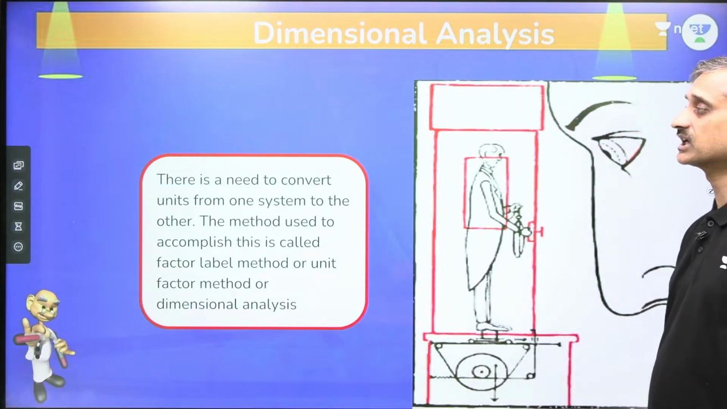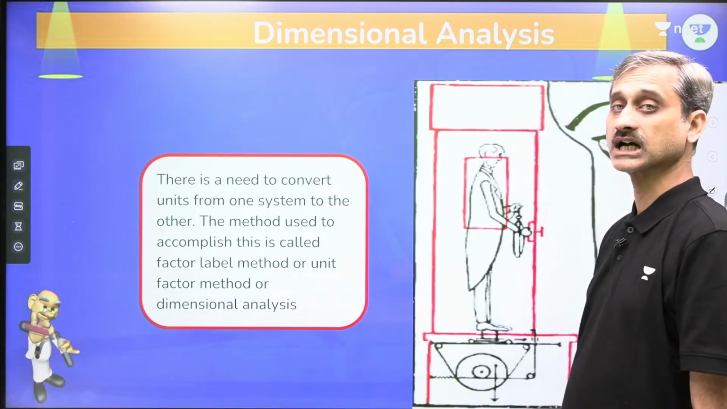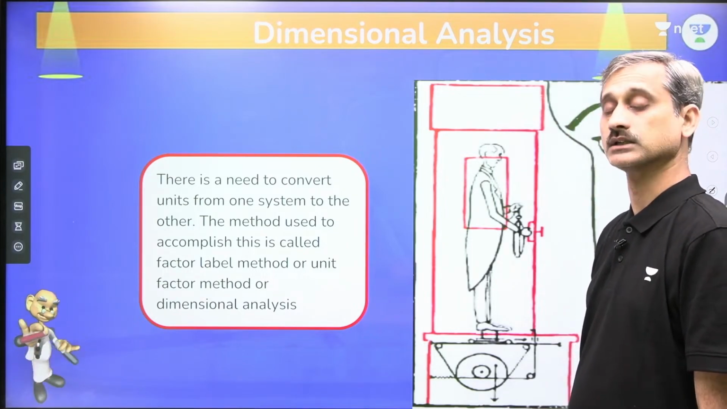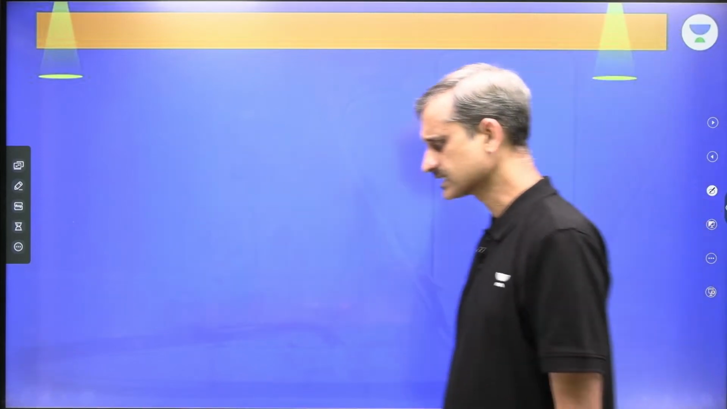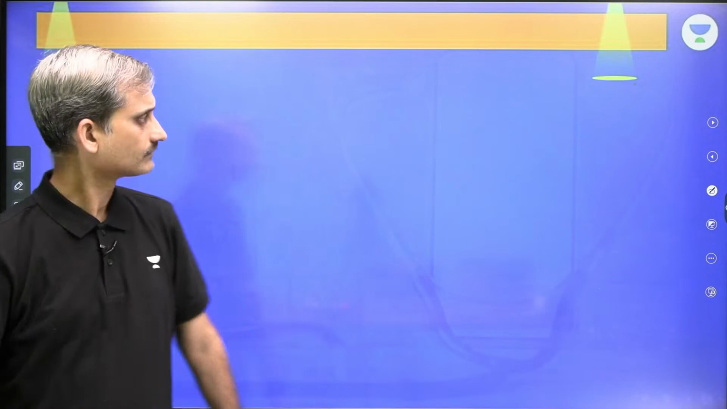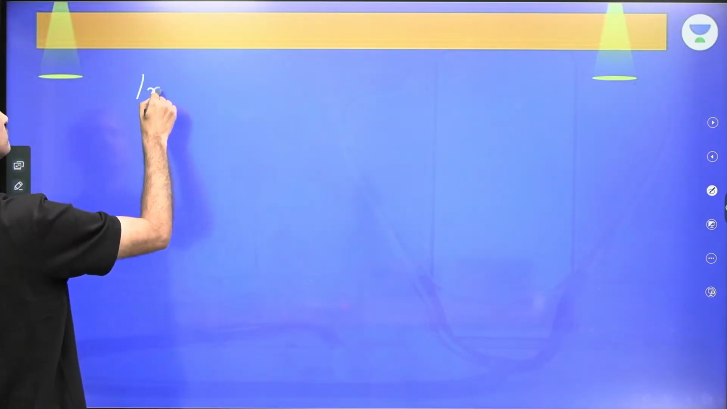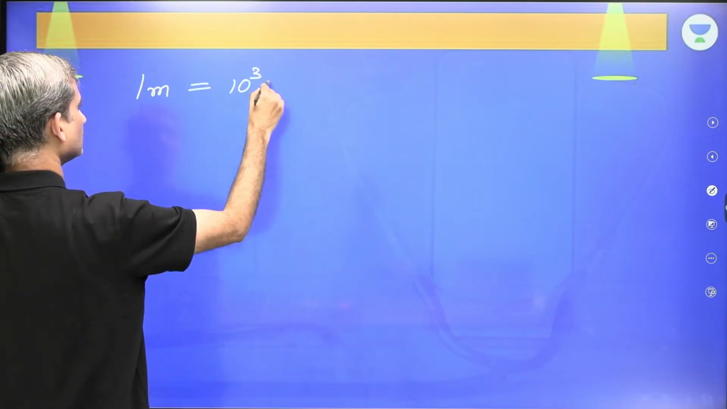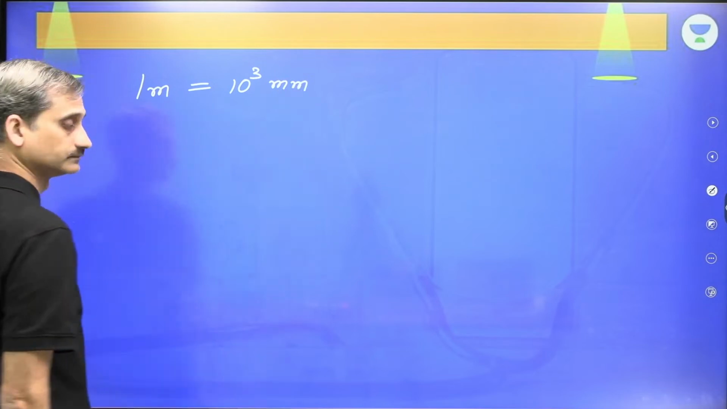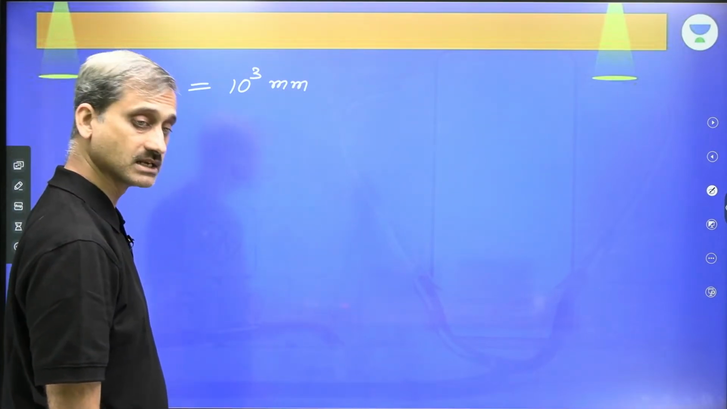Now we might have the conversion from one system to the other, and we would use the conversion factor. Now just remember, the conversion factor is not a dimensionless quantity. Now let us say one very simple thing. We have 1 meter is equal to 10 raised to power 3 millimeter.